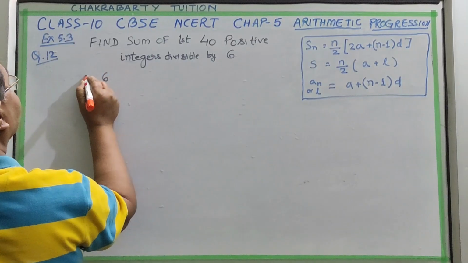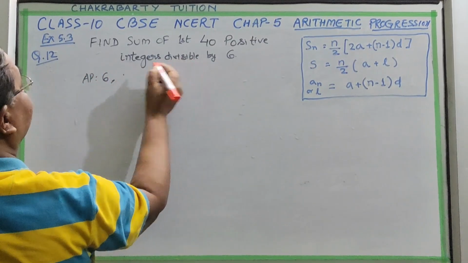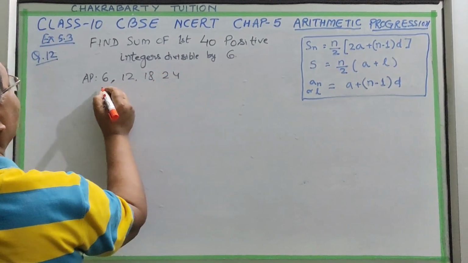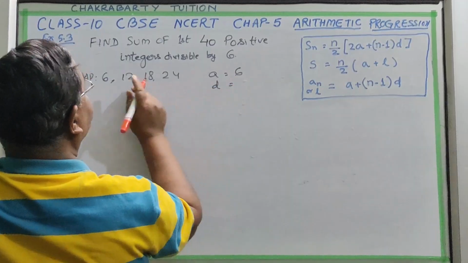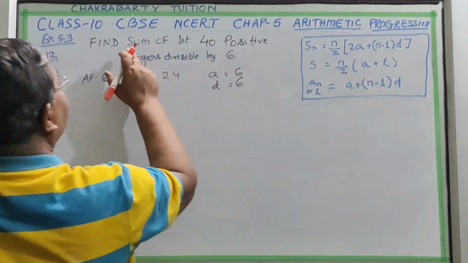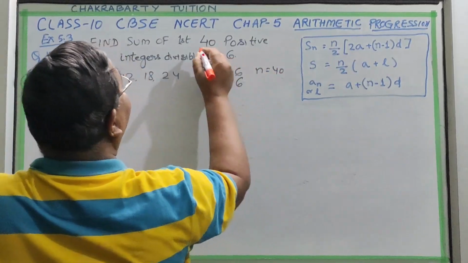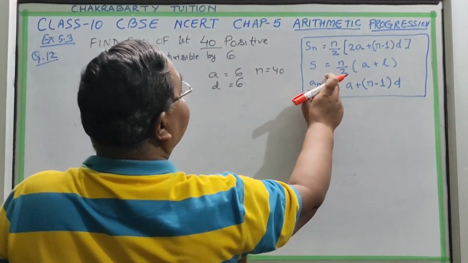So the AP will be 6, 12, 18, 24 like this. So A will be 6 and D, the difference, will be 6. And you have to find N. N is 40, given. First 40, so N is 40. Now you have to find the sum.